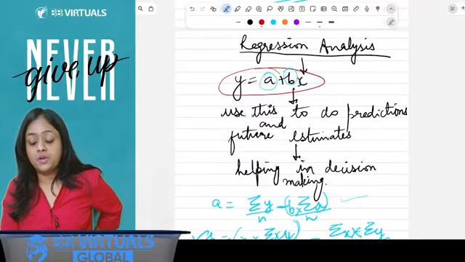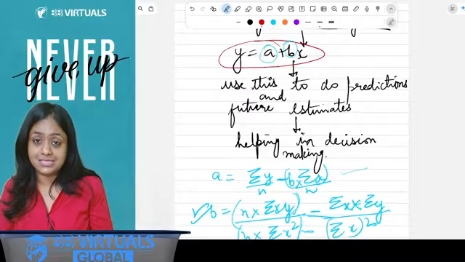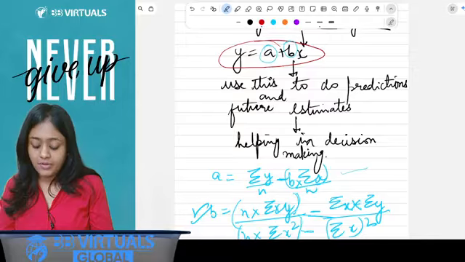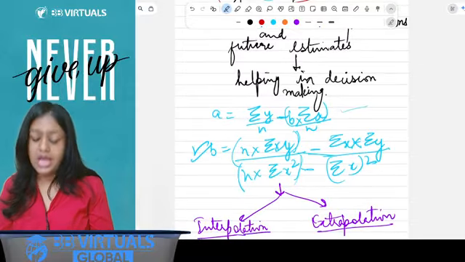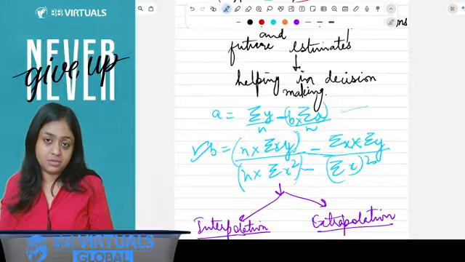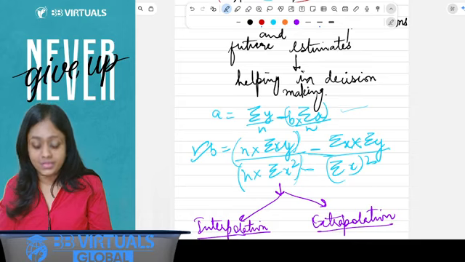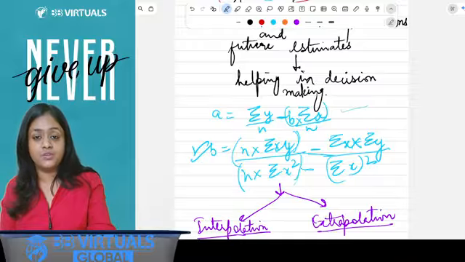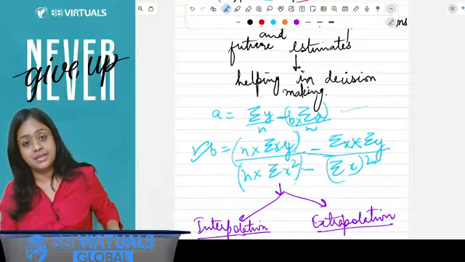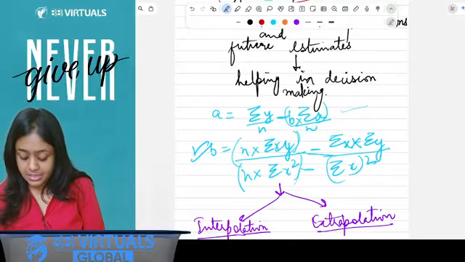Let's go to the next one, which is regression analysis. We will always use the equation a plus bx to do predictions in the future, and the main role is helping in decision making. Here we have a few formulas, but don't worry, these will be given to you in the exam. Like r, the coefficient of correlation formula will also be given to you in the exam. On the same lines, these formulas will also be given.